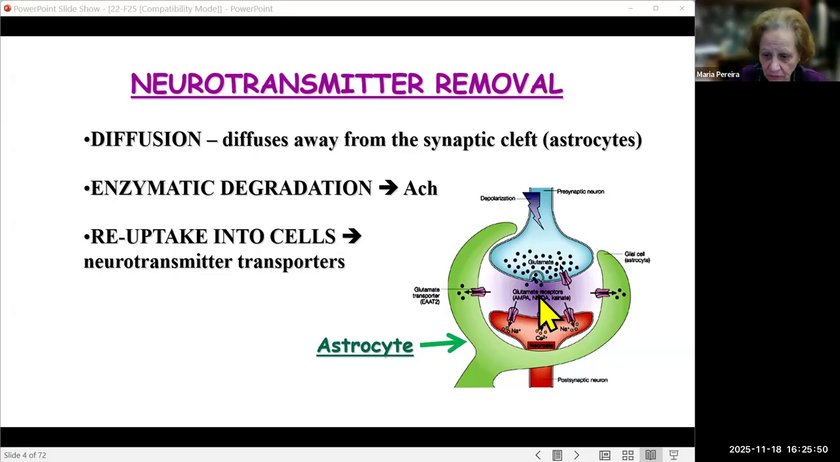And now what happens to the glutamate? Some of it is going to diffuse. So the green area here represents an astrocyte. Remember, that's a type of glial cell.